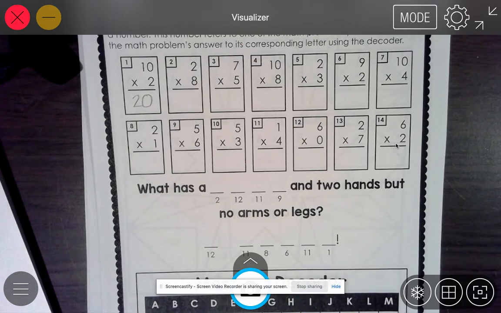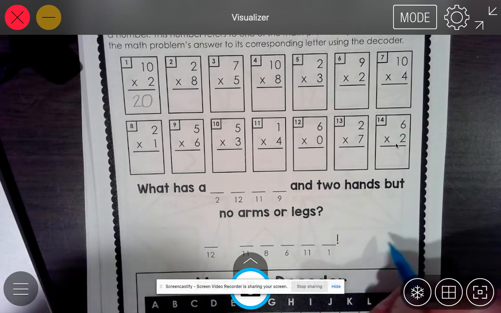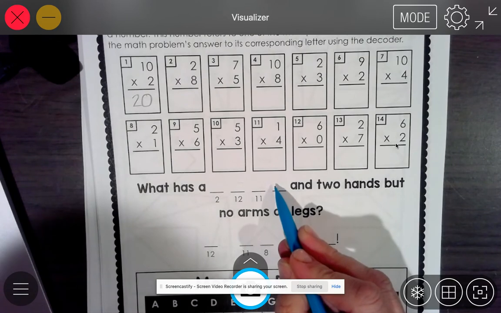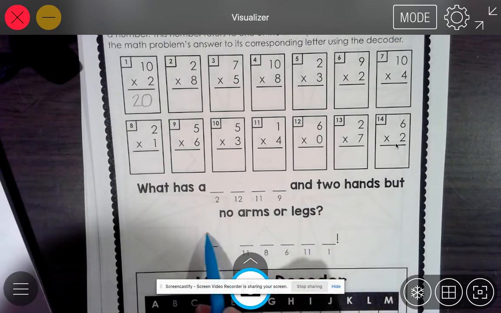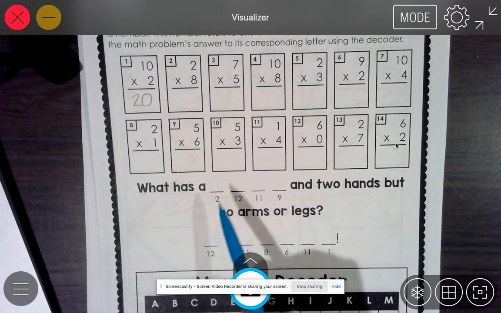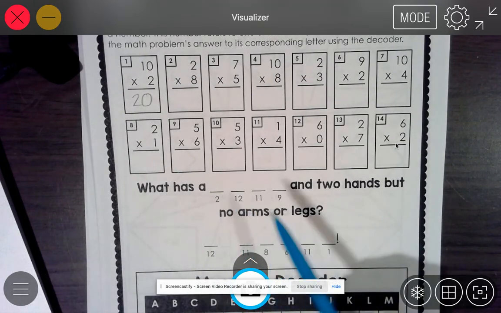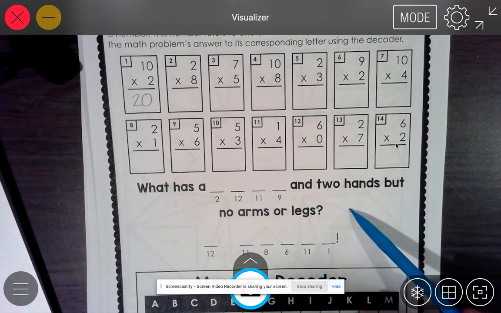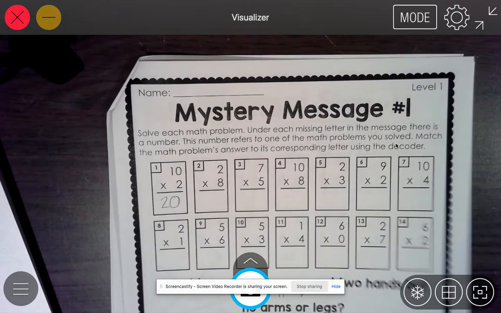Okay, so these here and these here correspond with an answer. Then you take the answer and you get a letter. And that will answer the mystery message. So that's what you'll be doing for the first part of math. Let's look at another page.